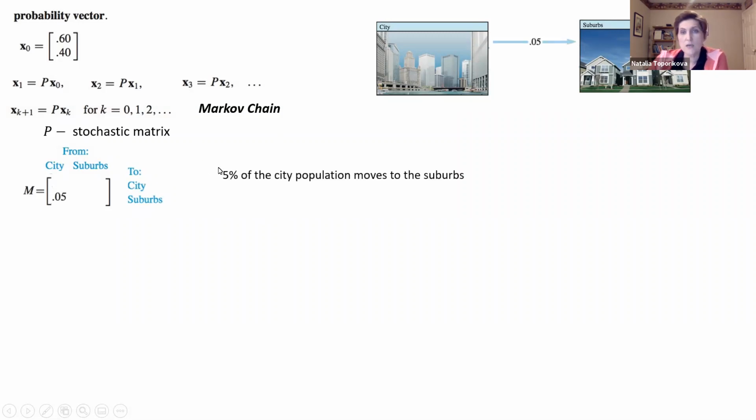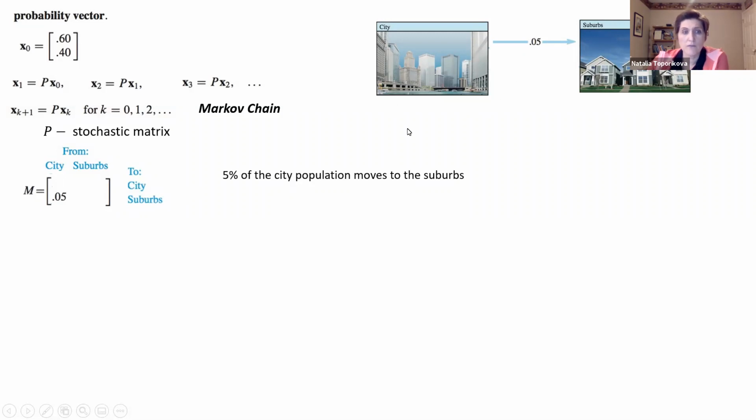Okay, so let's see what the data will tell us. Say we dig through years' worth of data and find that there is a pretty stable movement from the city to the suburbs, and approximately 5% of the population moves from the city to the suburbs. So we put this 5%, or as a fraction 0.05, in the second entry of the first column. We're moving from the city, first column, to the suburbs, second row.